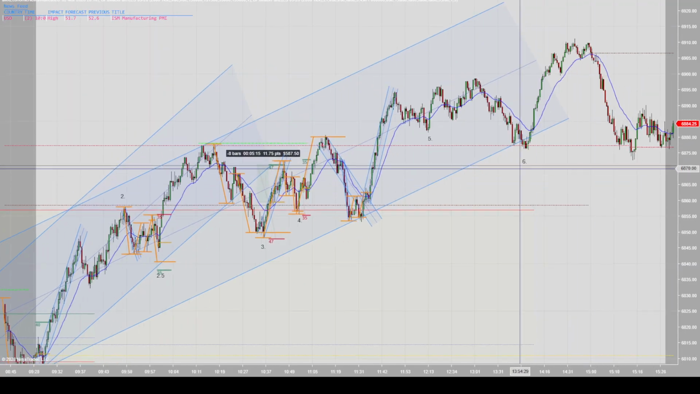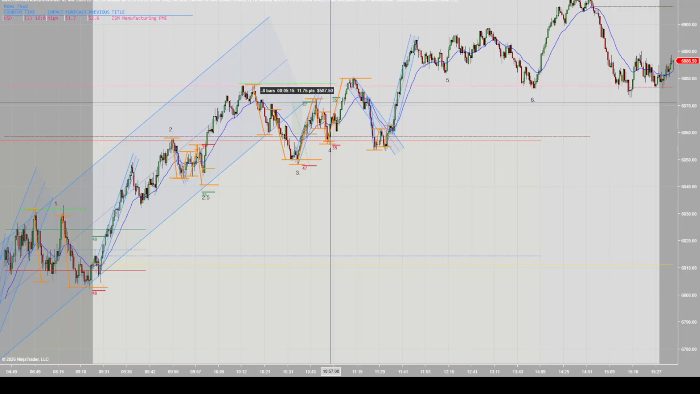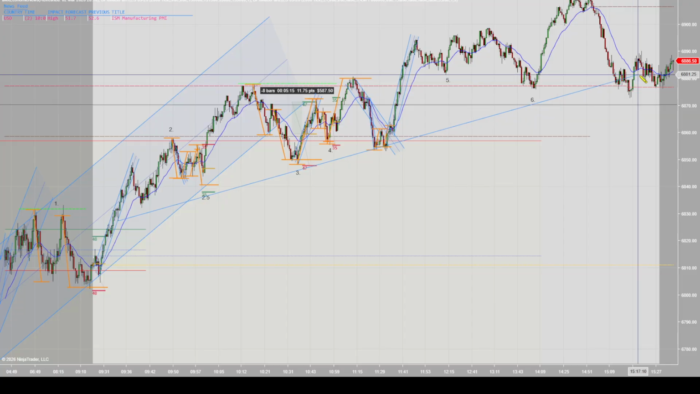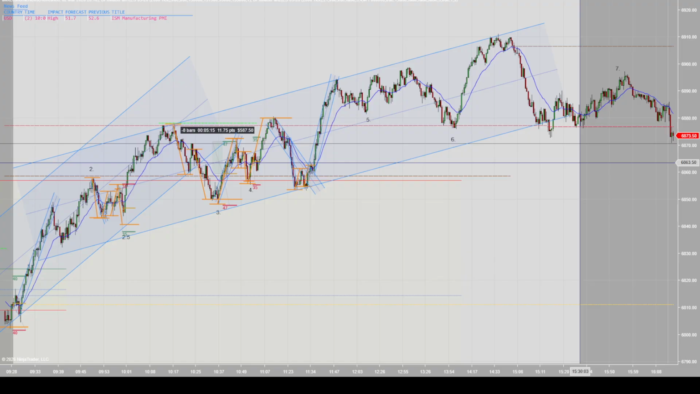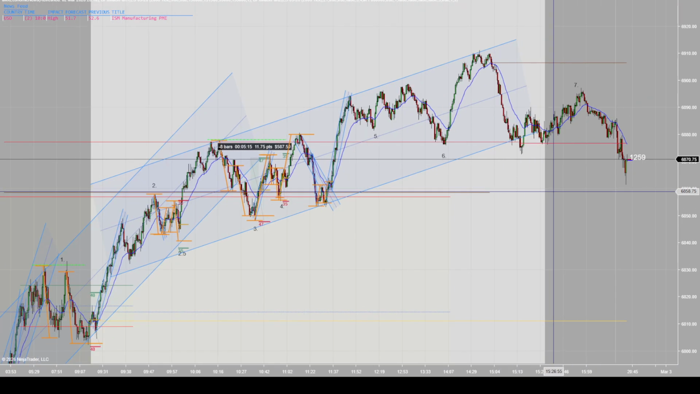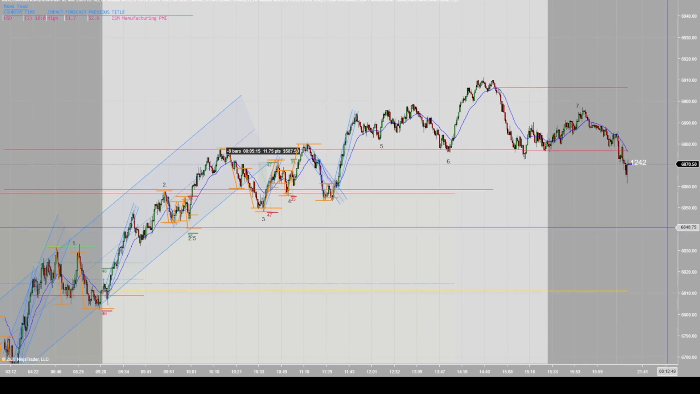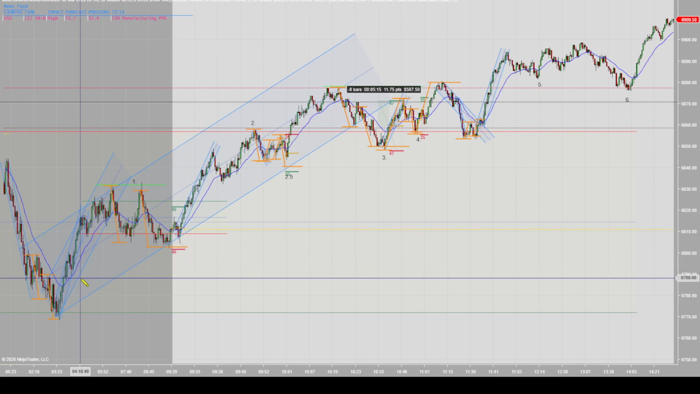Looking at the aftermath, after I've been studying, there is a flatter channel in here as well, which fits very nicely, but it doesn't necessarily matter because the price action today leads to the same result. And I'll show you. So we'll start with this one.